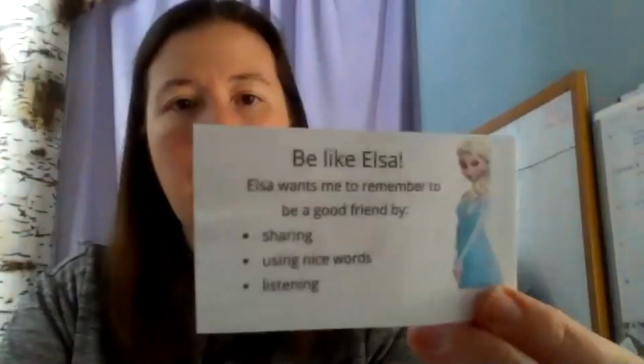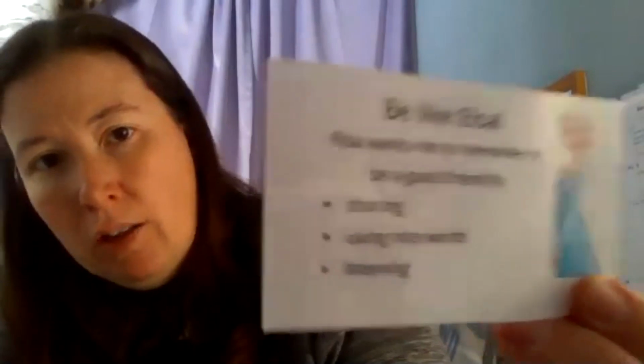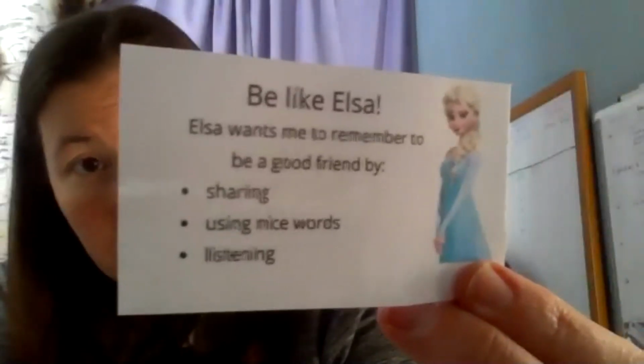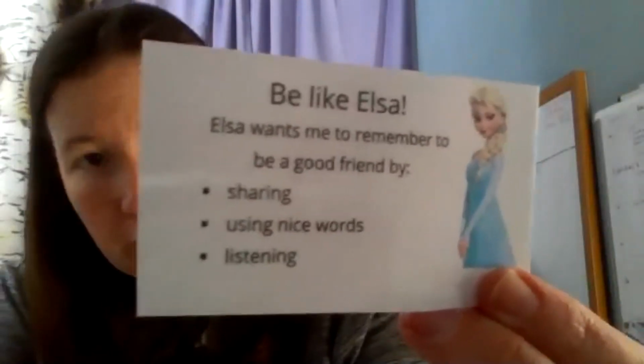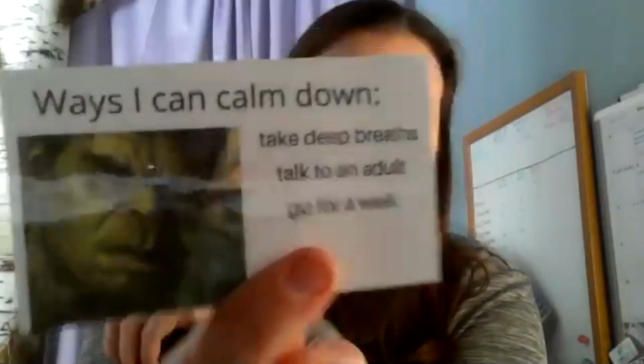Here's Elsa, be like Elsa. You know, Elsa wants me to remember to be a good friend by sharing, using nice words, and listening. Again, using what they're interested in to give information. Ways I can calm down, and using the help. Take deep breaths, talk to an adult, go for a walk. These things would be customized with whatever tools work for that individual.